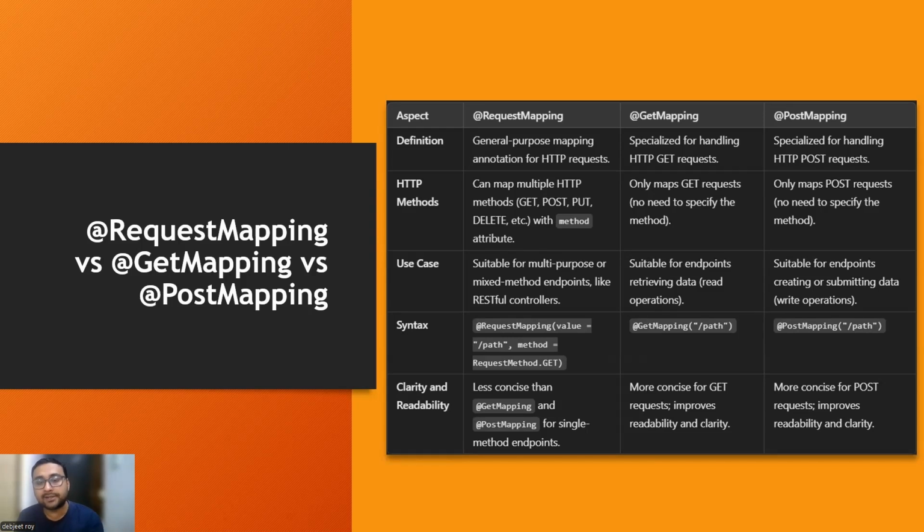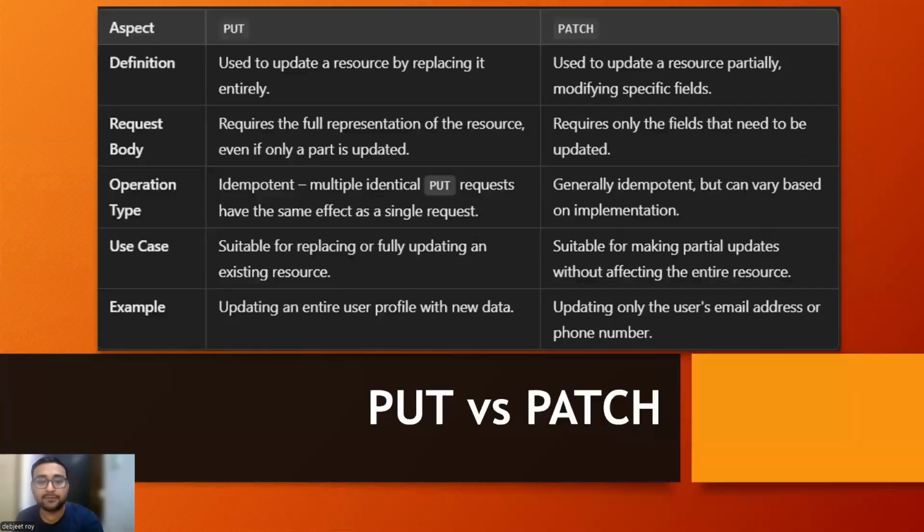Okay, request mapping is less concise because we are not providing what type of mapping it is, and request mapping can have multiple HTTP methods. Get mapping is only for get, post mapping is only for post, and we can have different use cases. You can go through that. So this was a difference that can come up in the interview.